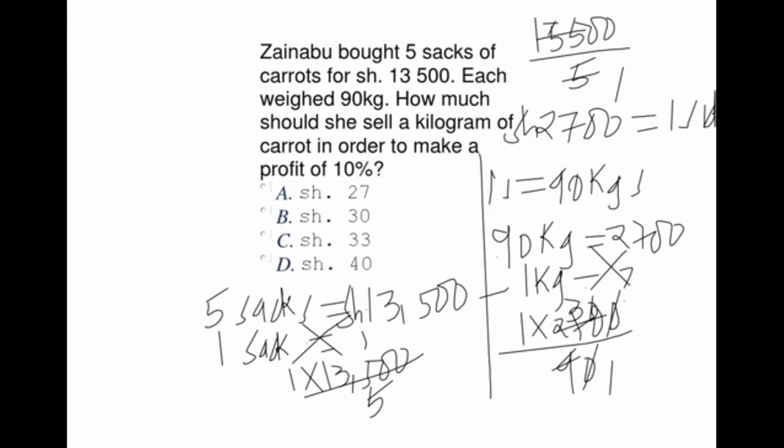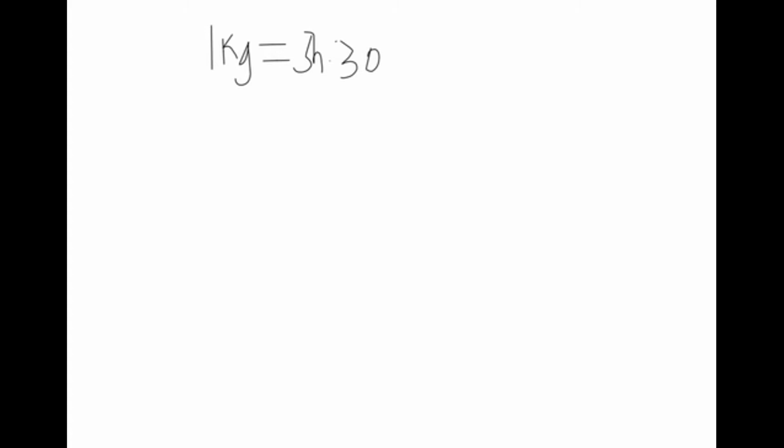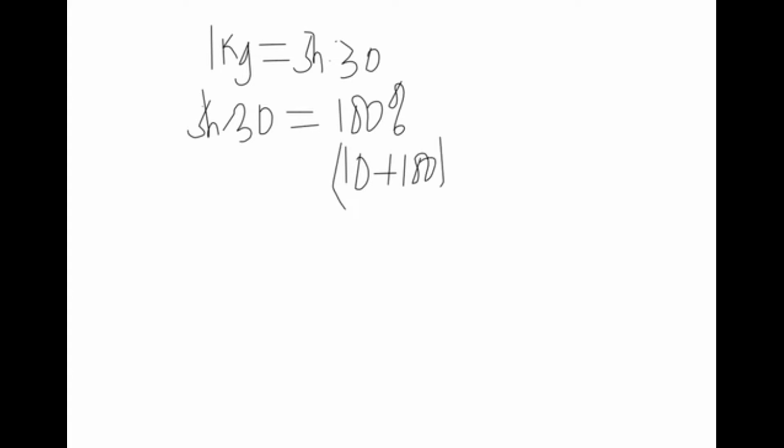Then we are told how much will she sell a kilogram of carrot in order to make a profit of 10%. So 30 shillings is the cash price, which is always 100%. It's the same as the market price. What about if she is to make a profit of 10%? We are going to add 100 to 10, so that we can have 110%.